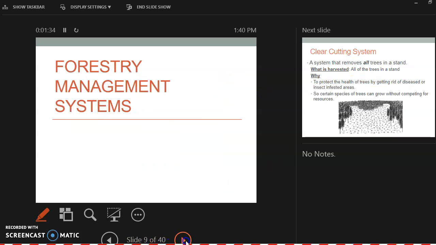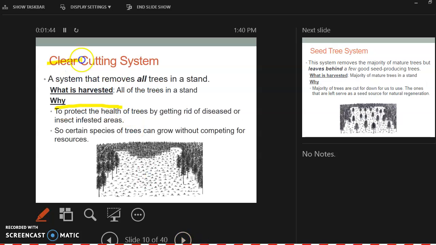Alright, so some of our forestry management systems, and this is what you need to label this section, forestry management systems. So you have clear cutting. Clear cutting is going to remove all the trees in a stand. So you can see at the bottom right here, you're going to clear cut. So what is harvested? All the trees. And then why? To protect the health of trees by getting rid of disease and infested areas.